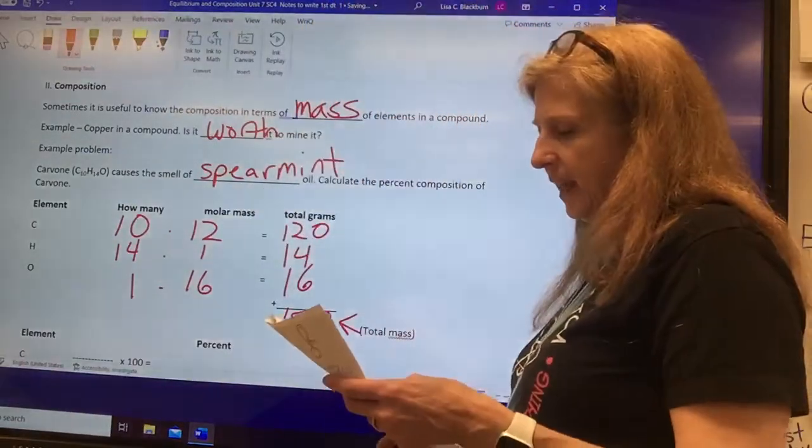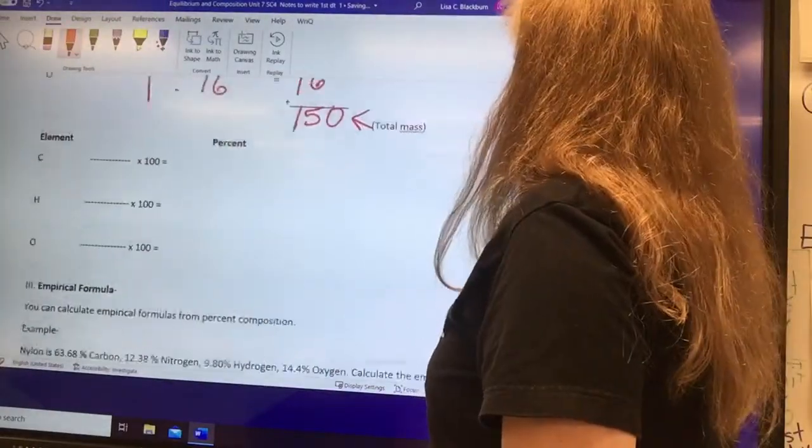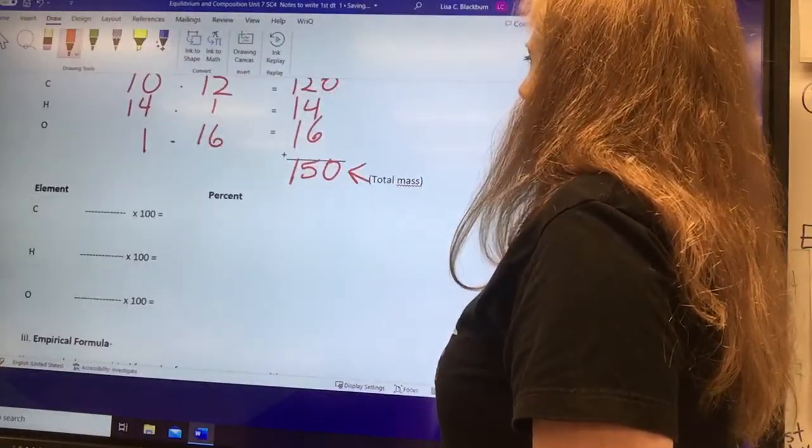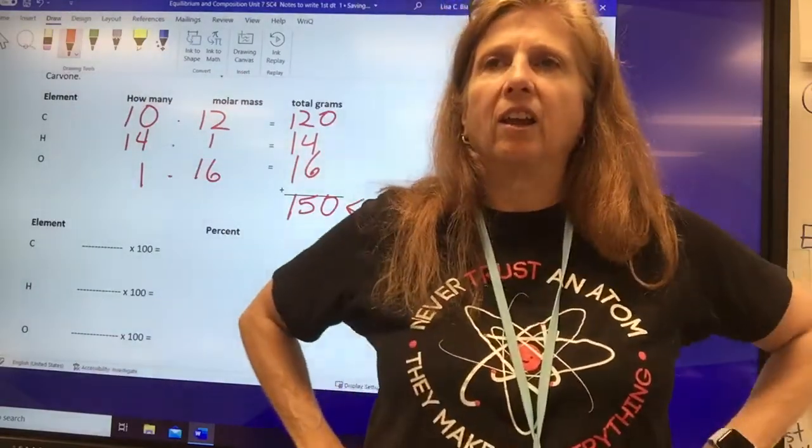Okay. Now, what you do is you have to figure out the percent of each one. So how do you find percents? Just in general, in math, how do you find percent?